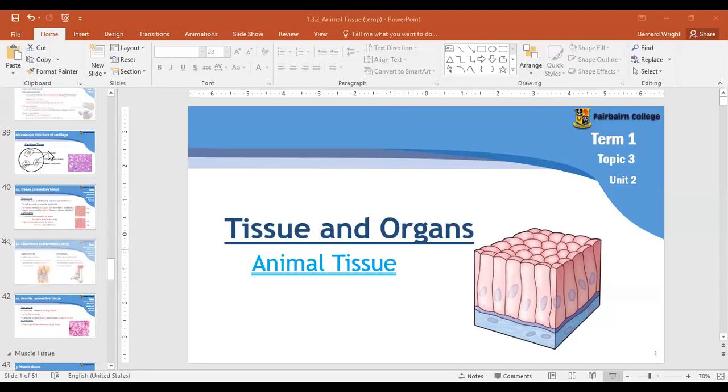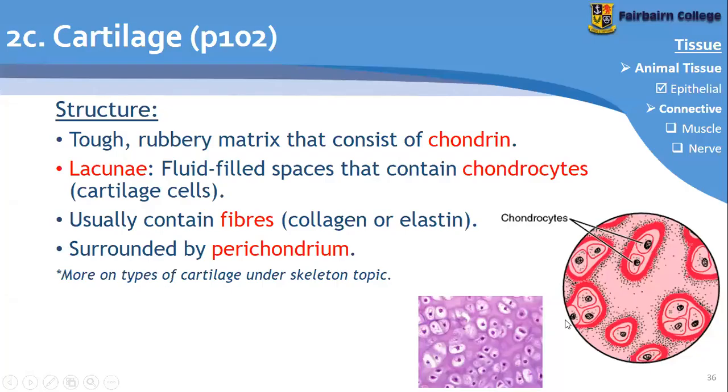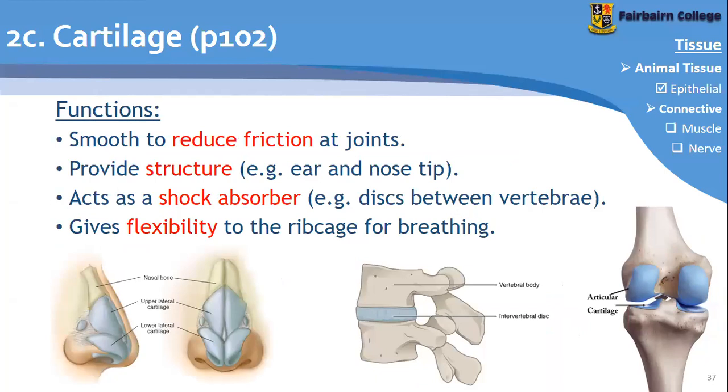Okay, so let's quickly have a look at different kinds of cartilage. First, what is the function of cartilage? Well, in general, the function of all cartilage is either to reduce the friction or to provide a bit of structure or to absorb shock so that the bones don't break or to give flexibility. So I'll quickly explain all four of these examples.